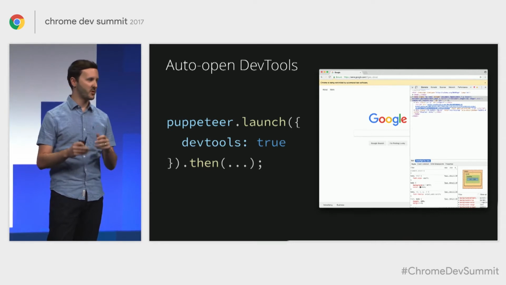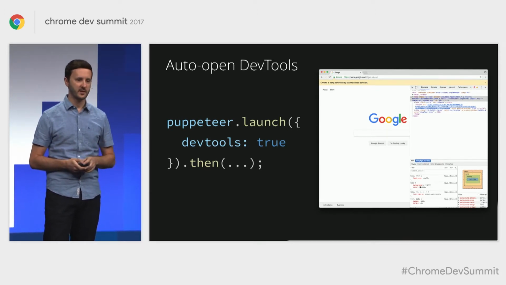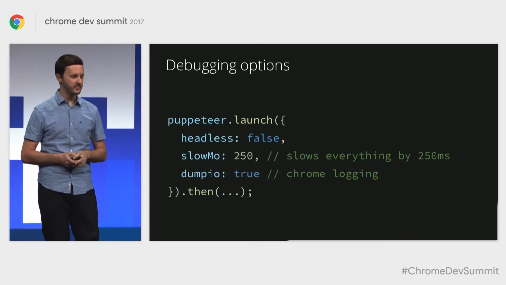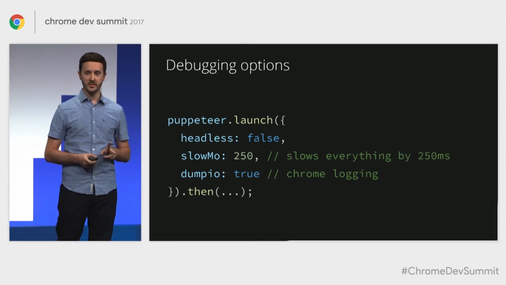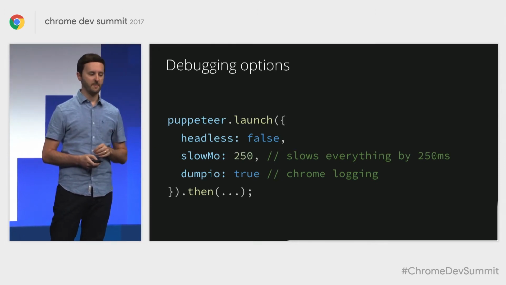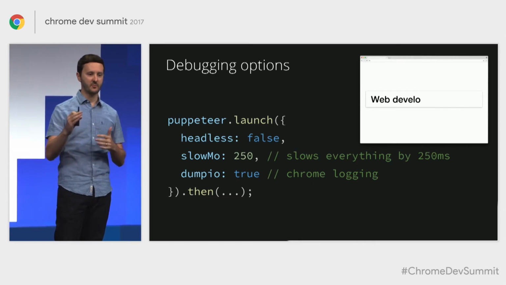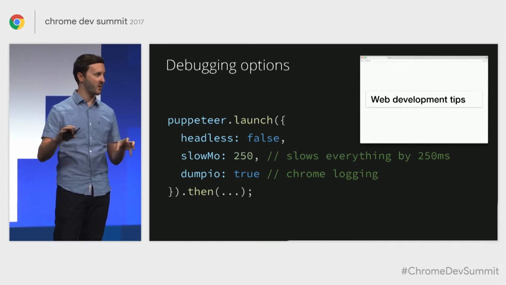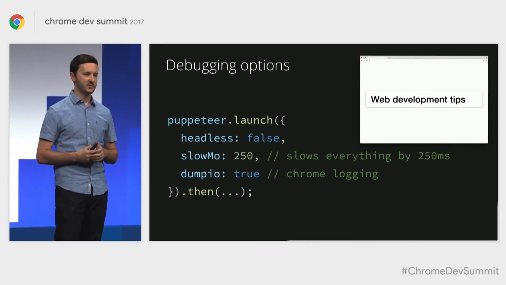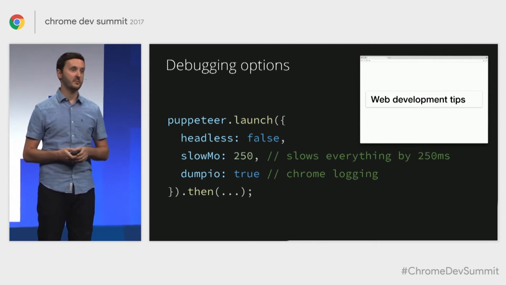So that's kind of useful if you want to poke around in the DevTools as your scripts are running, kind of debug things as they happen. Speaking of debugging, there's two more things, slow-mo and dump IO. Now, slow-mo is something I've been showing you this entire time through all these screenshots. It actually slows down all of the operations Puppeteer does. So it'll slow down typing as if it were a user. It'll slow down navigation and kind of mimic user behavior.